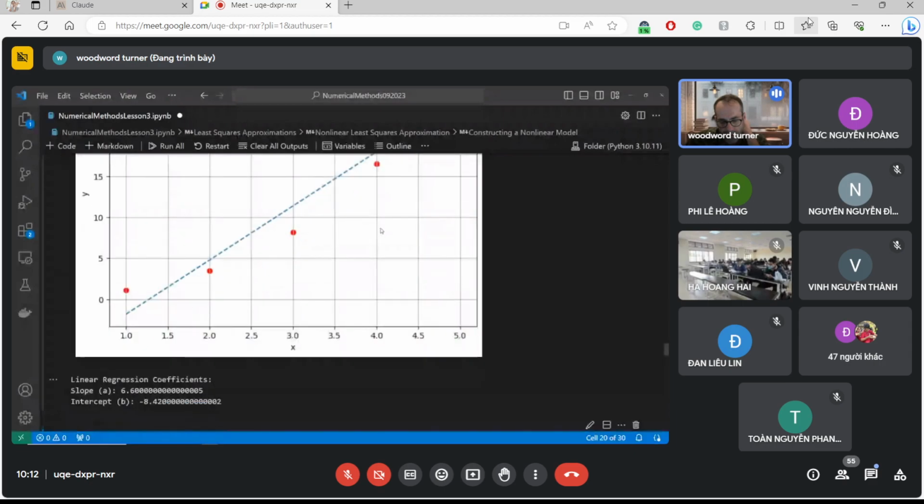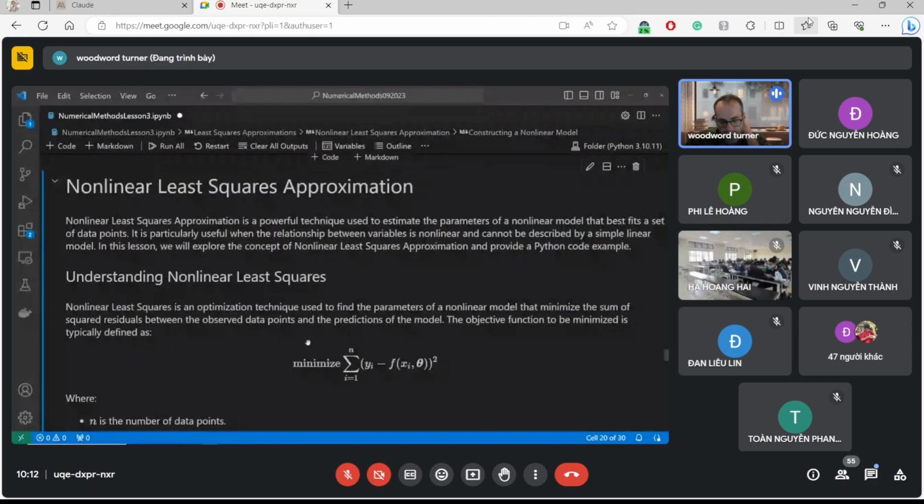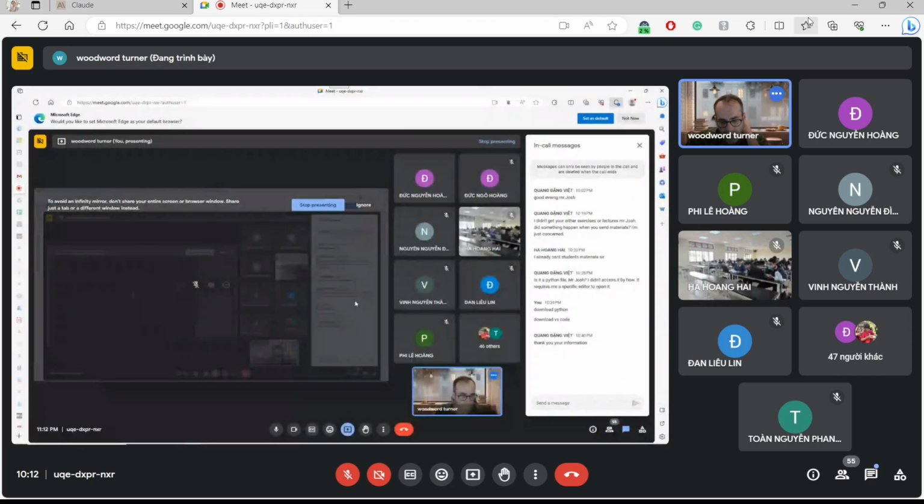All right, so that's linear. Let me stop for 1 second before we get to nonlinear, just to see if we have anything. Okay. All right, we're doing good. We don't have any questions, I guess. That's fine.